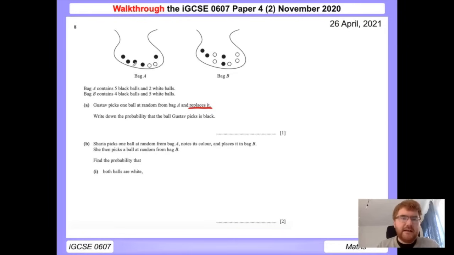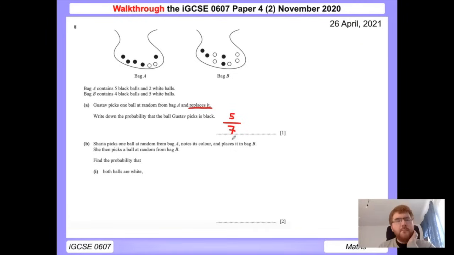Well, if we look at bag A, we've got 1, 2, 3, 4, 5 black balls, and there are 1, 2, 3, 4, 5, 6, 7 balls in total. So we get our answer of 5 over 7, like so.